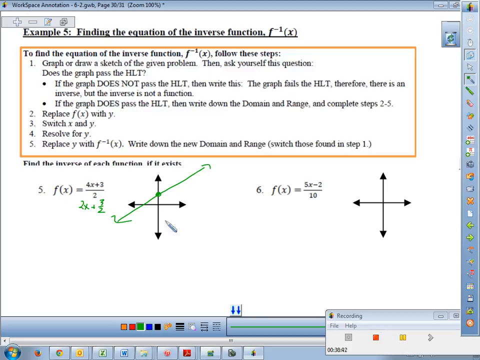Then try the whole process for yourself. Go through the orange note card, work with PAL if you want to, pause the video, get this problem done for me. Follow the orange note card.